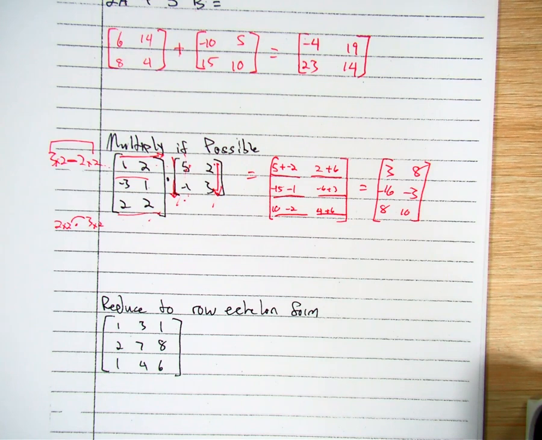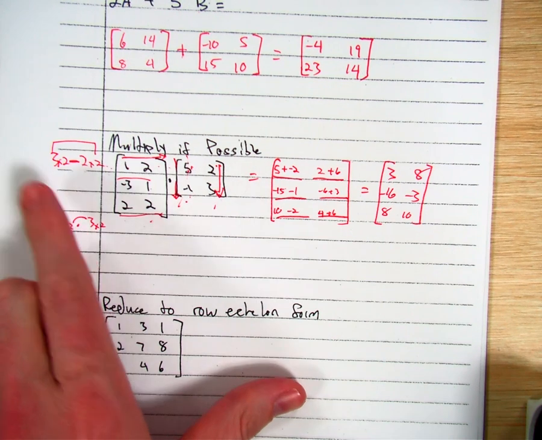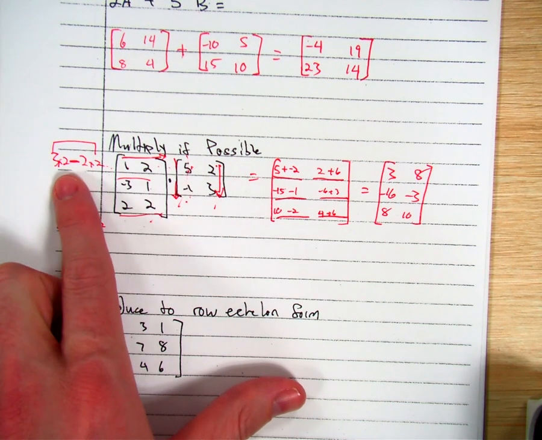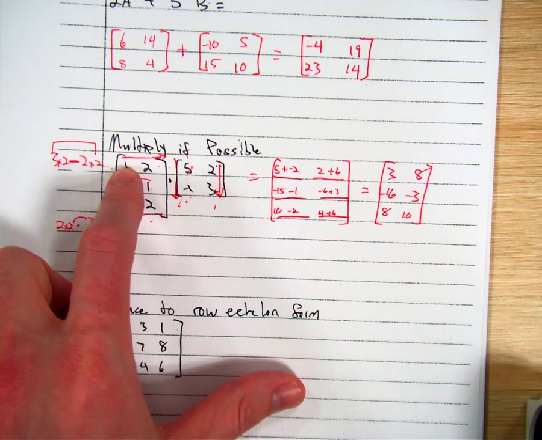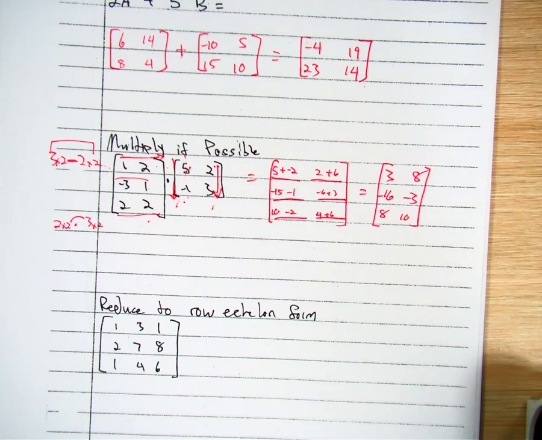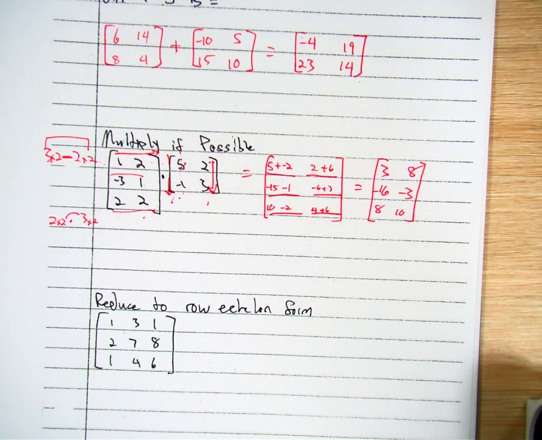Okay, so multiply if possible. Rows by columns. Middle numbers have to match. Outside numbers tell you the shape of the answer matrix. If the middle numbers don't match, like if these would have been flip-flopped, can't do it.